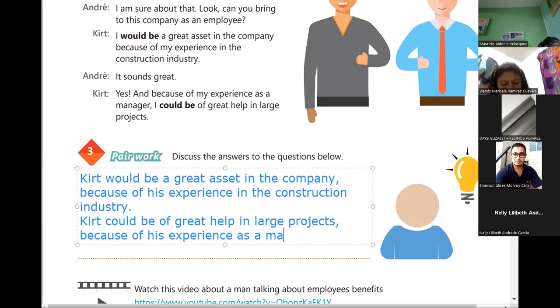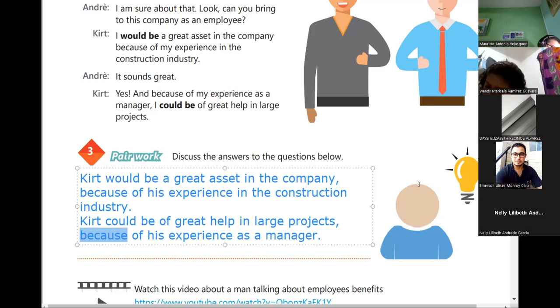Okay. Then if you see, we have a condition here, all right? We have a condition and it goes after because. After because, we have the condition for this to happen. For example, it will be a great asset in the company because of his experience in the construction industry. If he didn't have the experience in that field, then he wouldn't be a great asset, right? What about the next one? It says the same, right? The condition for this to happen is that he has experience as a manager. And because he has been a manager before, that is why he could be of great help in the large projects. So if you see, this is kind of a condition for this to happen or a possibility in the future.